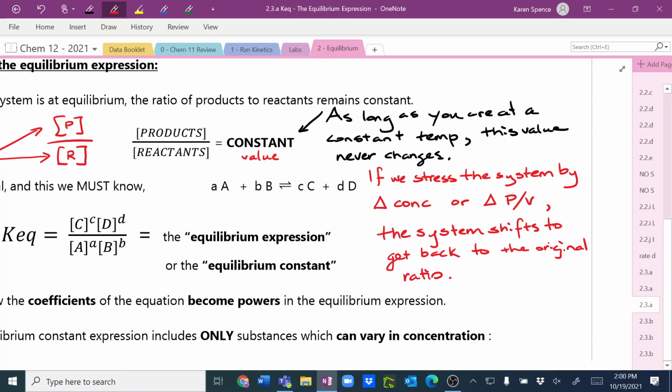Changing temperature though, changing temperature will actually change the ratio, okay?